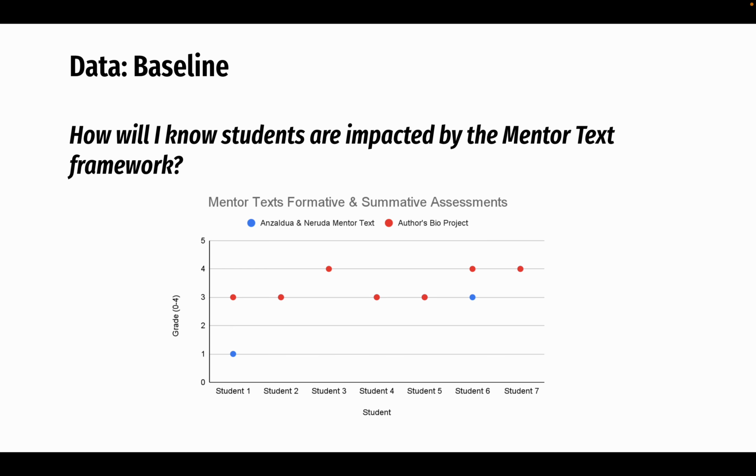Next, how will I know my students are impacted by the mentor text framework in my classroom outside of the YTOP assessment, as formative and summative assessments? I only had two formative assessments at the time of this data, but we have some outliers here. Student 1 on his first try was not able to meet the standard for reading fiction. And then I also have some students who are already exceeding the standard on that first try.